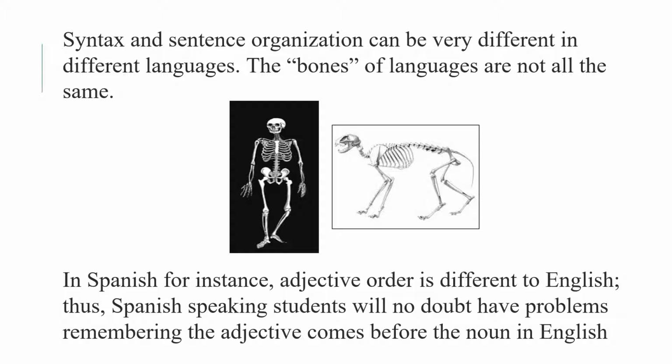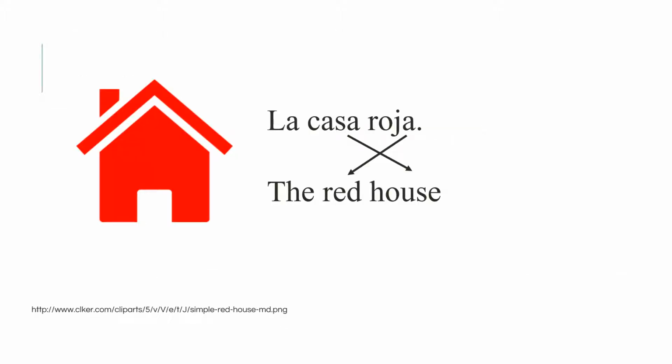So for instance, in Spanish, the adjective order is different. In Spanish, the adjective comes after the noun. And I know a lot of you already know that, but what is important for this course is we need to be cognizant that Spanish-speaking students might struggle with that. They might have problems with remembering the adjective comes before the noun in English. For example, in this simple slide, the red house. The adjective comes before house, whereas in Spanish, it comes after.